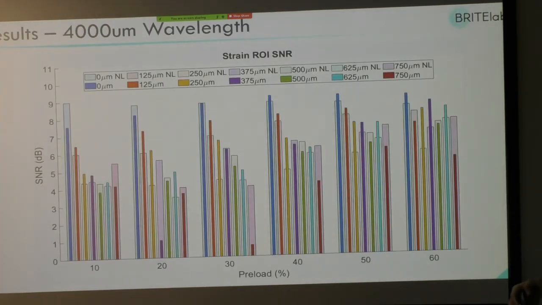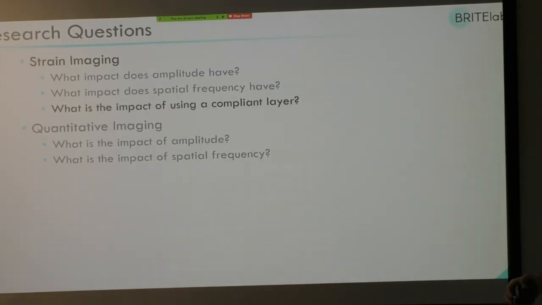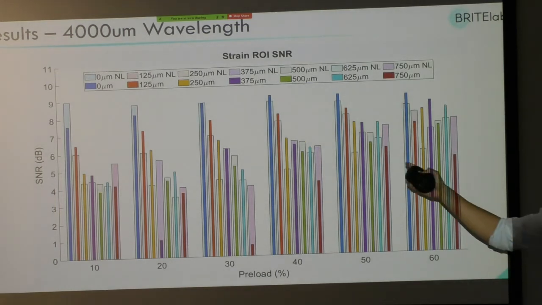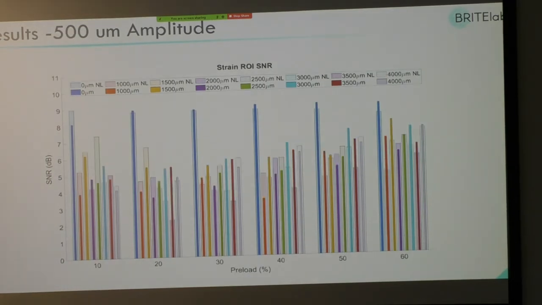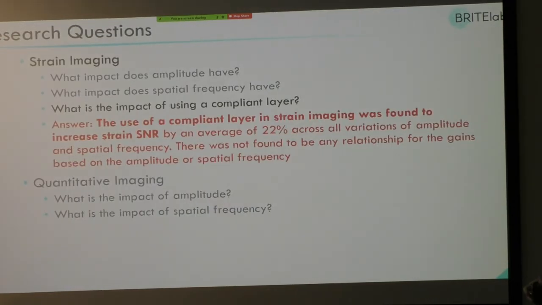And finally, we look at what the effect of using the compliant layer is. So comparing essentially the solid one with the transparent one behind it. And averaging across all scenarios, we do find that using the compliant layer increased the signal-noise ratio by about 22%. So that evening out of the stress field across the surface does actually increase the uniformity of the strain response.